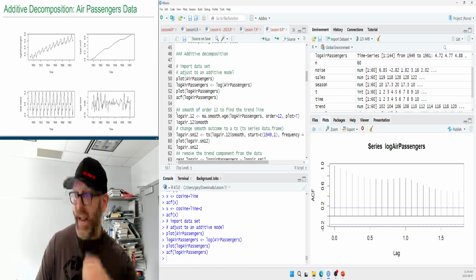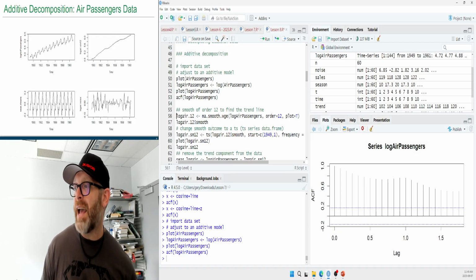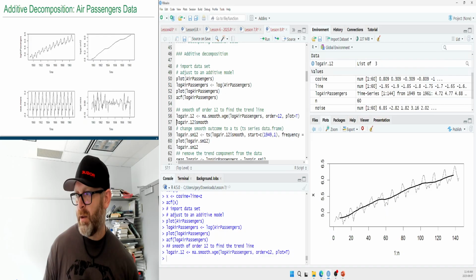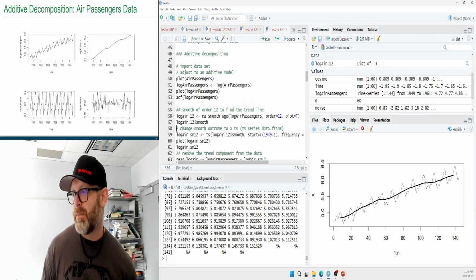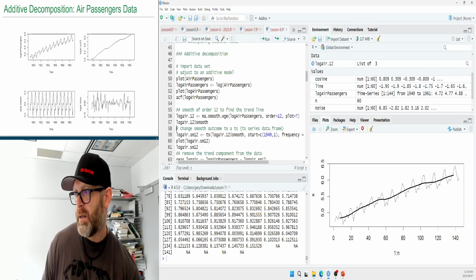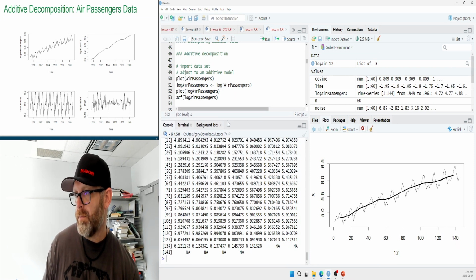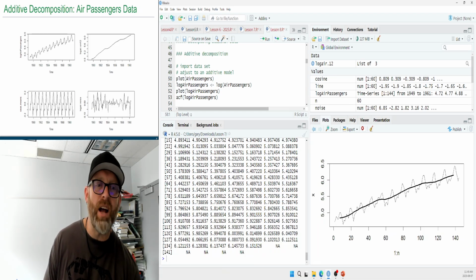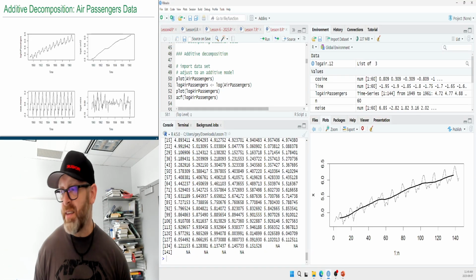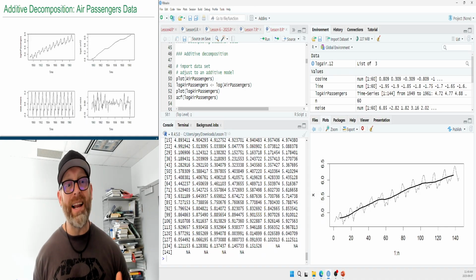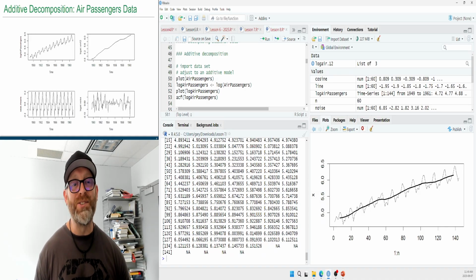All right, so I'm going to create a new vector. I'm going to call this log air.12, and I'm just using an MA smoother on it. And if I smooth out my data and print it to the screen, I only really need the bottom because the top is going to behave in the same sort of way. So notice I don't have observations for each one of these, and that's simply because there are some data points when I'm creating this smooth time series that I'm not able to calculate.